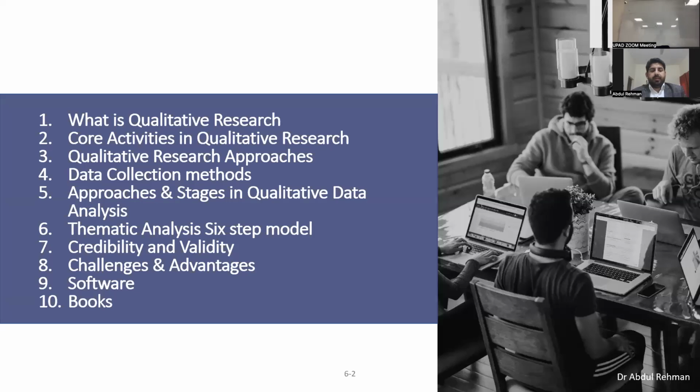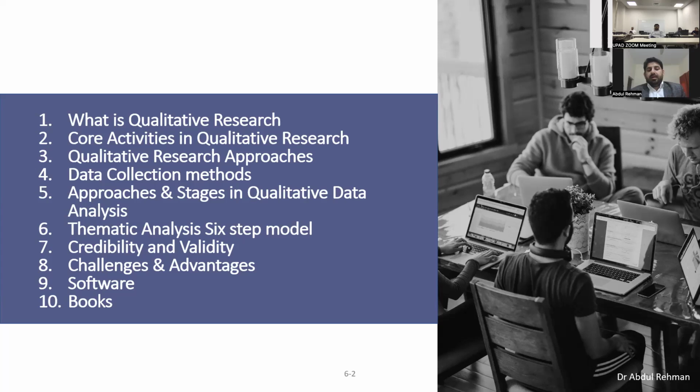So, first, these are the contents of my presentation. First, I would explain what is qualitative research. Then I will explain the core activities in qualitative research, qualitative approaches, and what are the different methods we would employ while using qualitative research. And when we employ the qualitative research, there are different stages we will discuss at part 5.